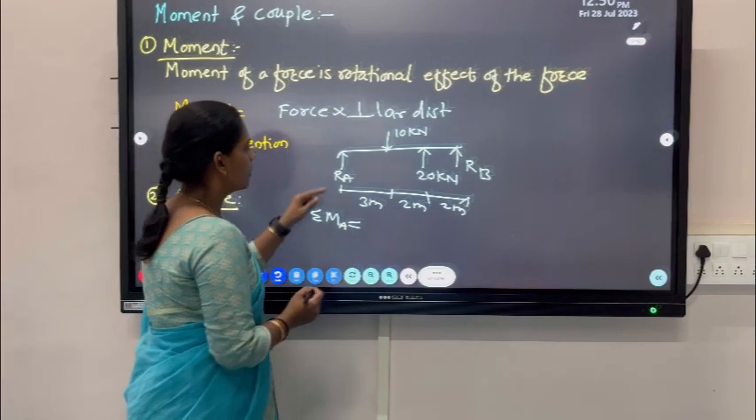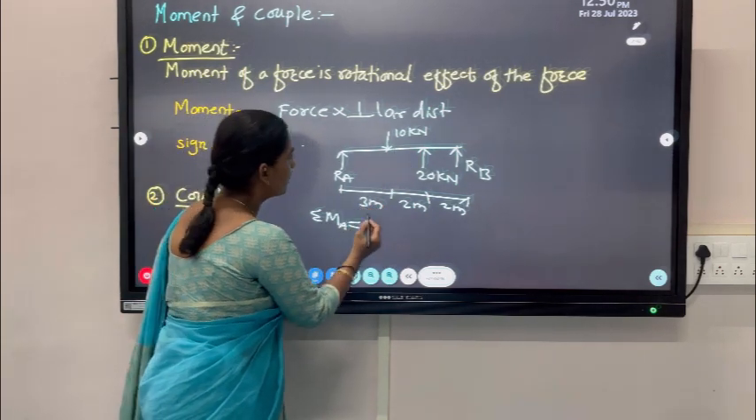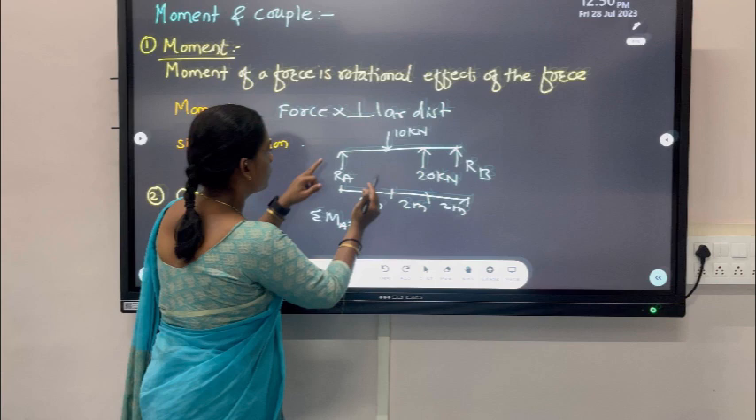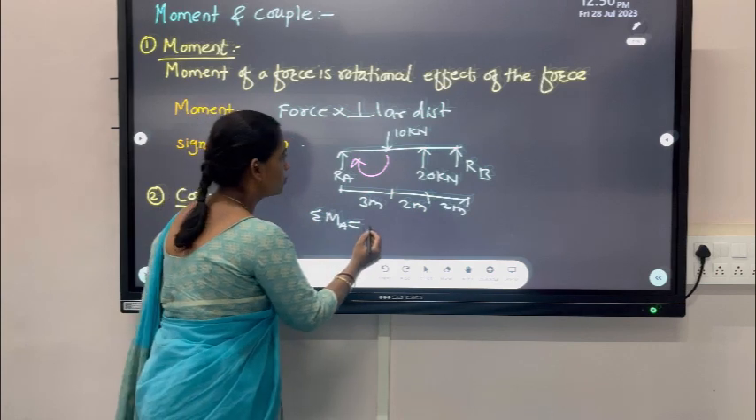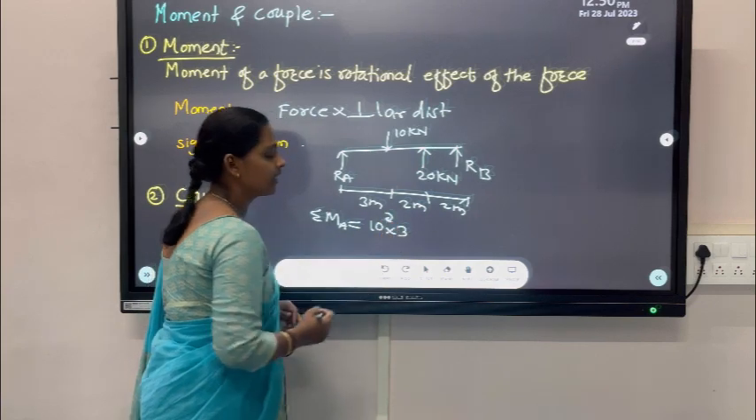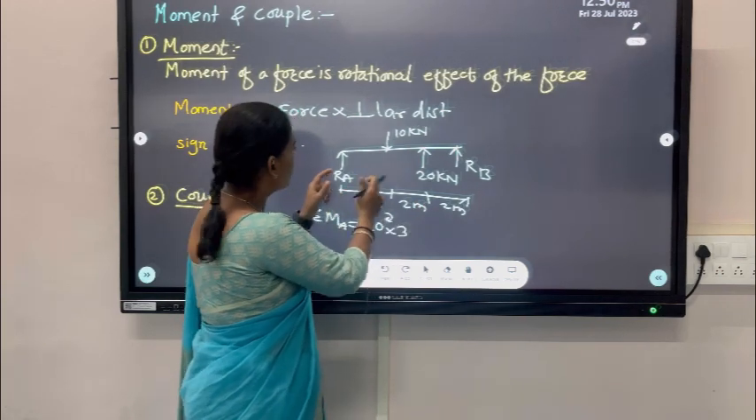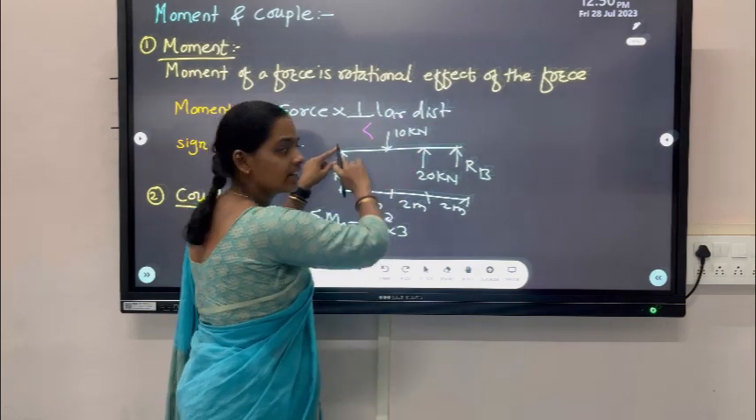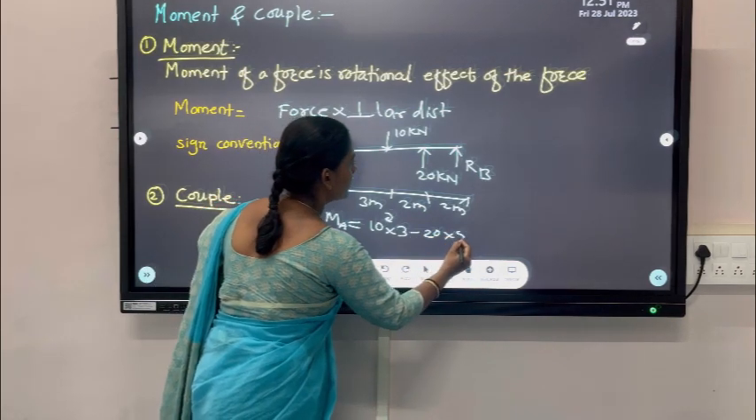Then this 10 kilonewton force into perpendicular distance is 3 meter, that is why, and with respect to point A, how it rotates? With respect to point A, it rotates as like this, clockwise, that is why it is taken as positive. Therefore, 10 into 3, it is clockwise, that is why taken positive. Then 20 into perpendicular distance is 3 plus 2, 5 meter, but with respect to point A, how it rotates? As like this, anti-clockwise, that is why it is taken as negative, minus 20 into 5 meter, okay.